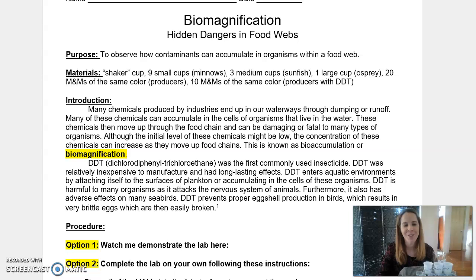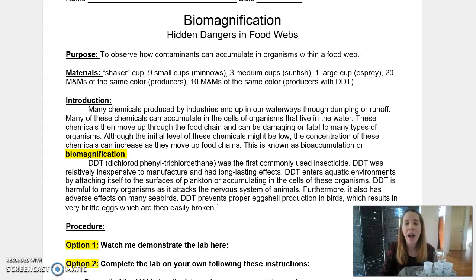Hello, biology students. Today's lab is on biomagnification, hidden dangers in food webs. Now, if you remember from class, biomagnification is the increase in concentration of a substance in the food chain. And this substance cannot be broken down or excreted by the animal, and it builds up in their tissues. So in today's lab, we're going to try to demonstrate that together.